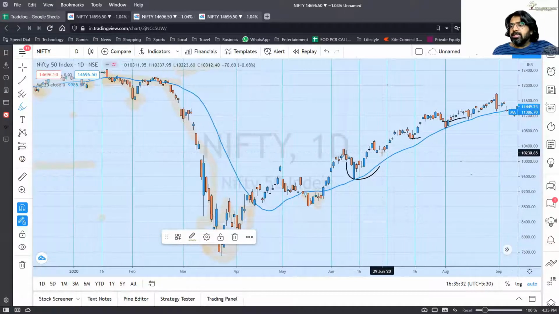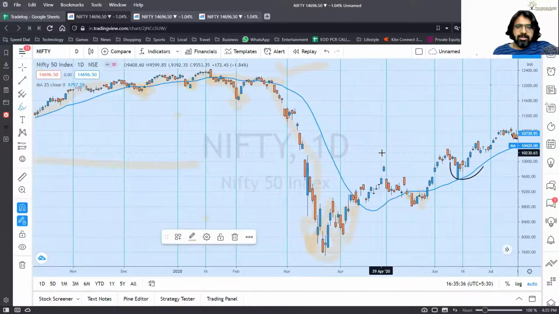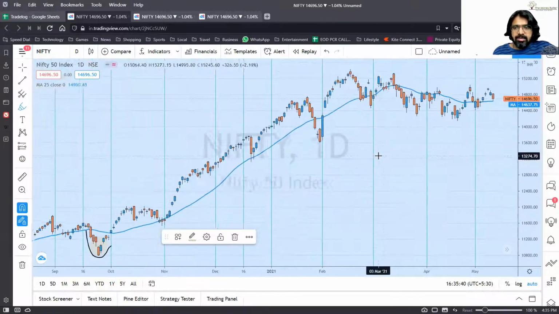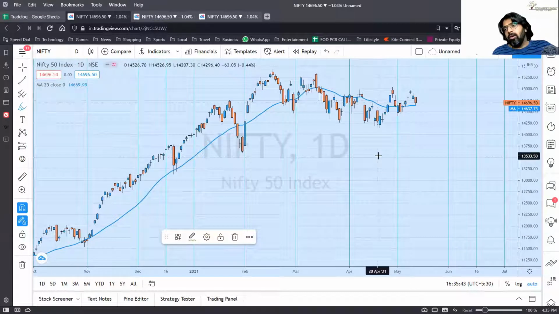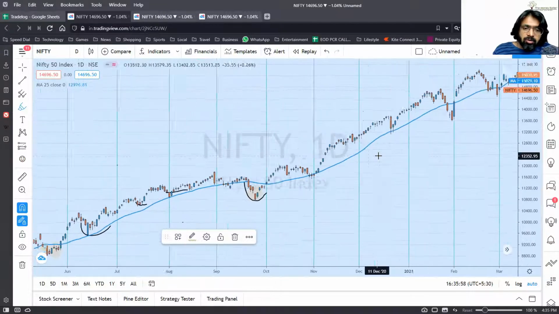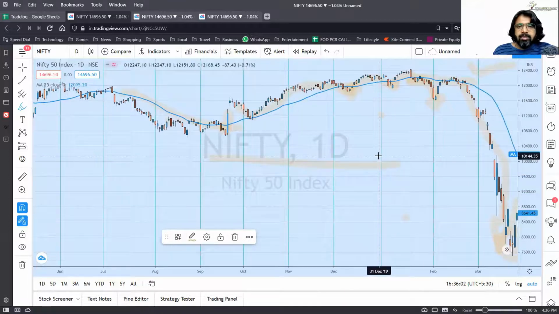Now let's go on to a very easy trading strategy. One very easy trading strategy is to look for a joint breakout. Guys, if you understand this trading strategy, you will again probably make a good amount of money in the market. You have to look for a joint breakout between a trend line and a moving average.